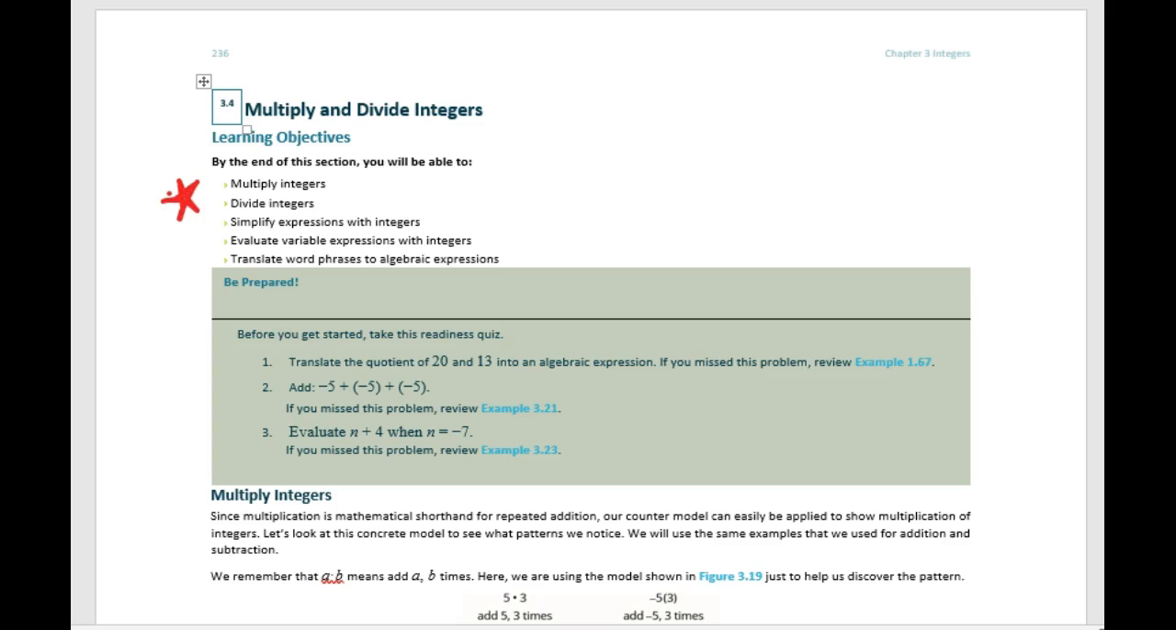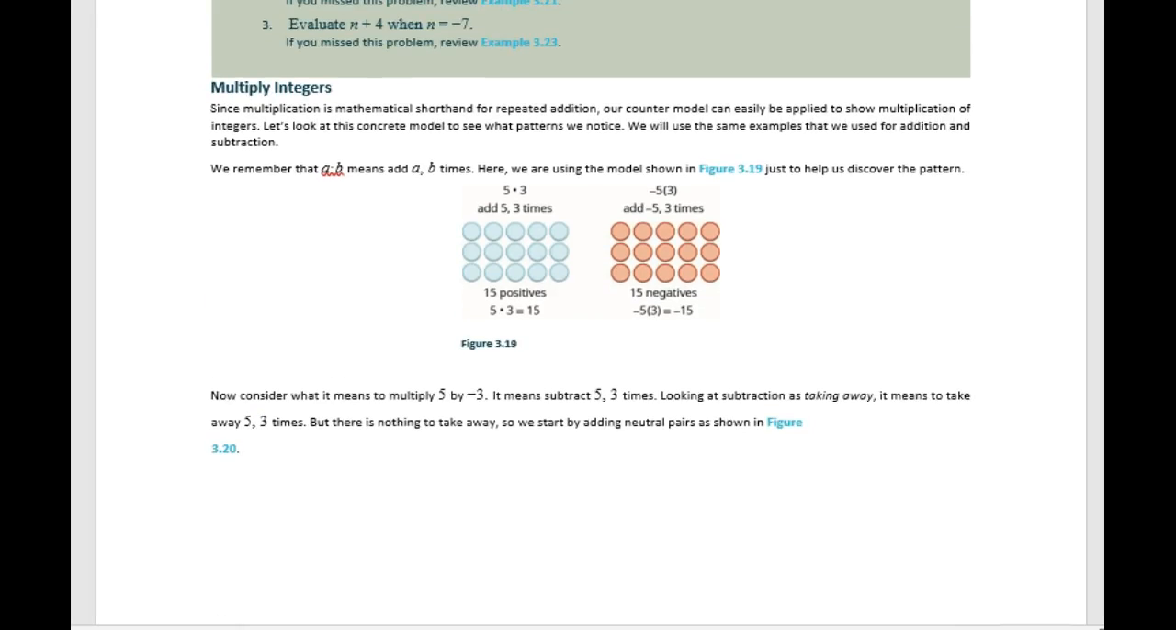So by the end of this section, when we walk through this, you're going to be able to multiply and divide them. But then you're also going to be able to simplify expressions. That's a very important thing that we do. And then evaluate. Remember, when we evaluate, we are plugging something in. So then we're also going to be translating some word phrases to algebraic expressions. So let's start by multiplying these integers.